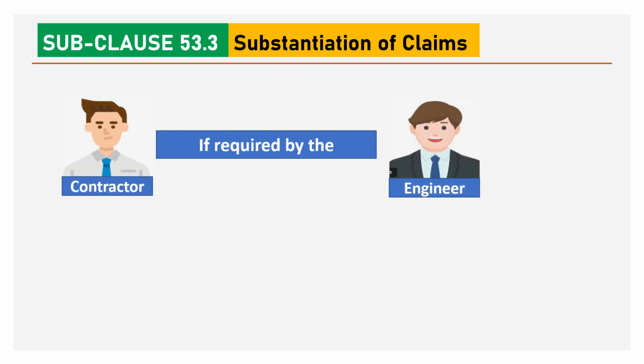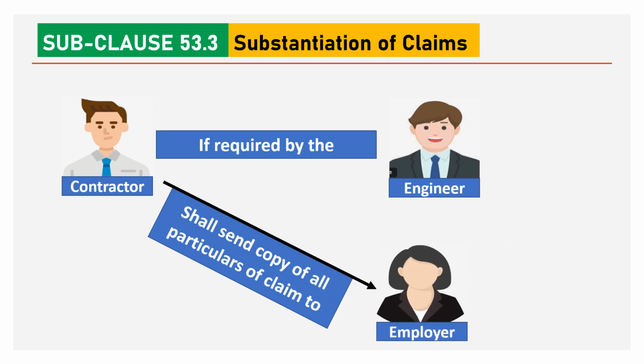The contractor, if required by the engineer, shall send a copy of all particulars of claim to the employer. So if the engineer says so, the contractor shall send a copy of all particulars of claim, such as amount of claim and basis of claim, to the employer.